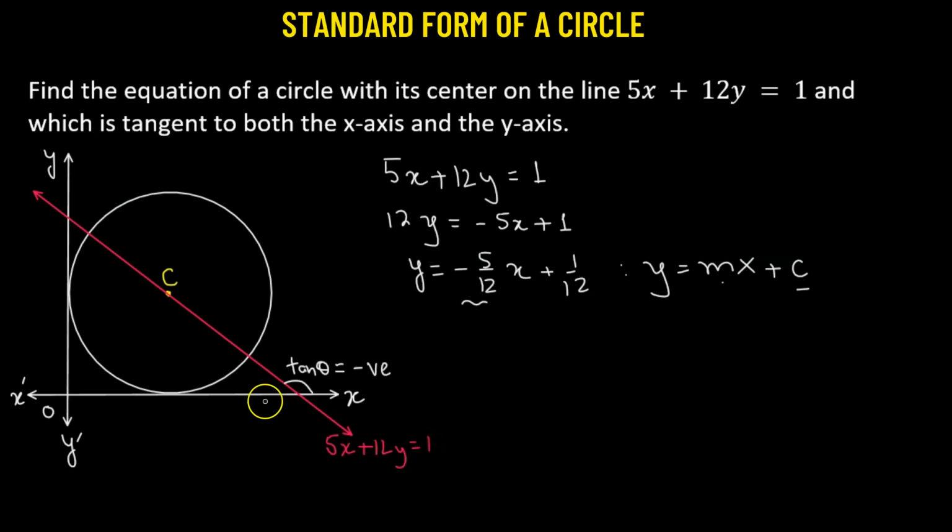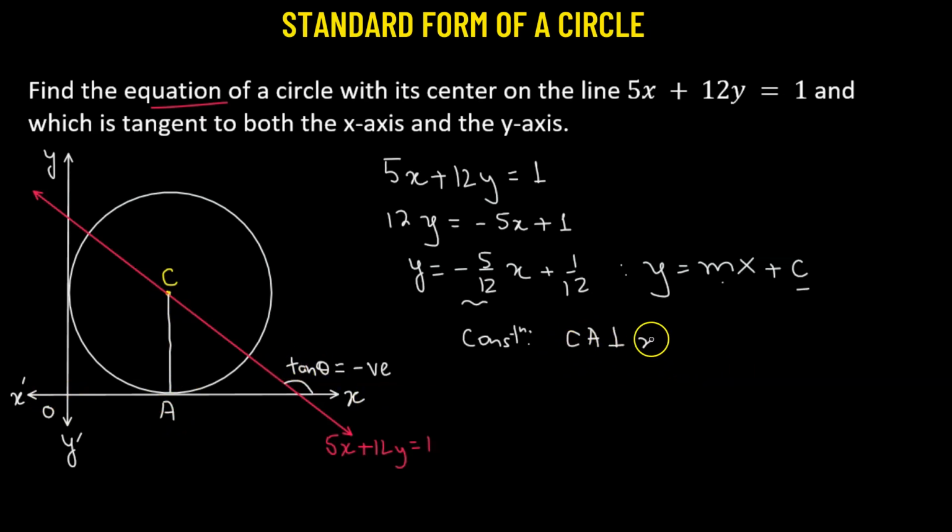Fine. Now our goal will be to first find out the coordinate of the center as well as the radius of the circle. Only then we'll be able to obtain the equation of the circle. So let's try to find out the coordinate of the center as well as the radius. For this, we're going to do a construction. So the construction being, from the center C, we're going to drop a perpendicular on the x-axis, and we're going to call it A. So CA is perpendicular to the x-axis.